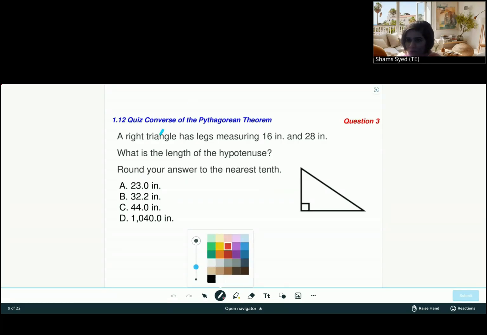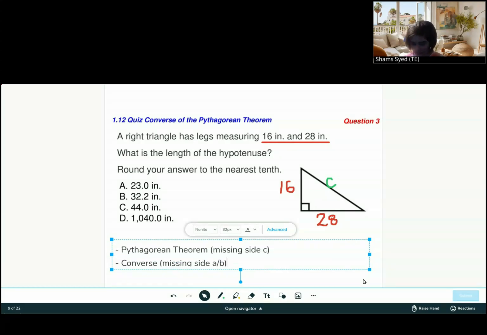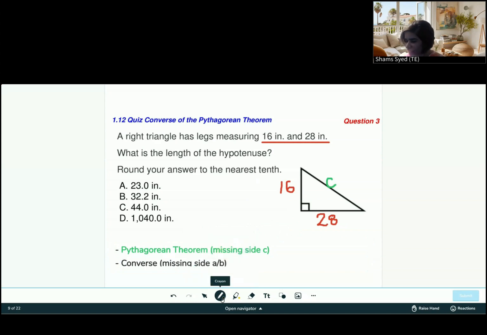Here, a right triangle has legs measuring 16 inches and 28 inches. The 2 shorter sides are given. What does that tell us? We want to use the Pythagorean theorem to find the longest side C. And that's why I'm going to mark it green. That is what is needed for this question. The Pythagorean theorem is different from the converse because it involves adding the two shorter side squares.